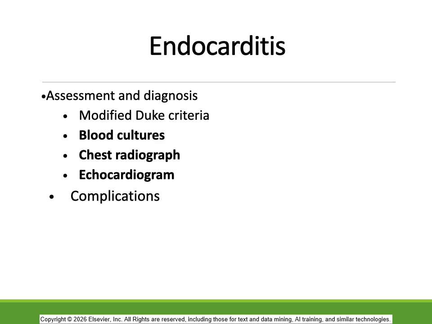Okay, so for assessment and diagnosis, you won't need to know modified Duke criteria. It's just listed there for your knowledge, looking at the etiology, because sometimes we don't even know what the etiology is. Definite diagnosis involves essentially positive blood cultures, and imaging that shows the vegetation as well. The chest x-ray, like I said, echocardiogram, and then also looking at some of the complications.